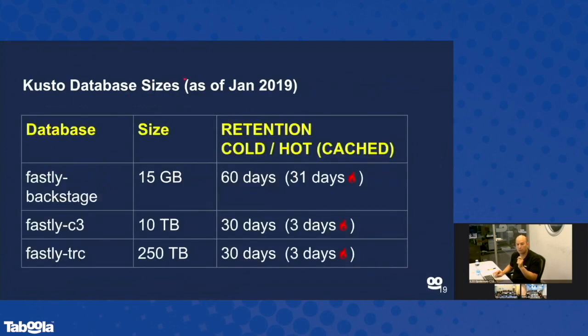By the way, before talking about the power, let's talk about sizes. We are all in the big data industry, right? So our biggest database holds 250 terabytes for 30 days. And you will see I divided it into hot and cold. Hot, you will get fast results. Cold, you will have to wait. So when you run your queries, try to look at the hot data, the cache data. Is that clear? Okay.